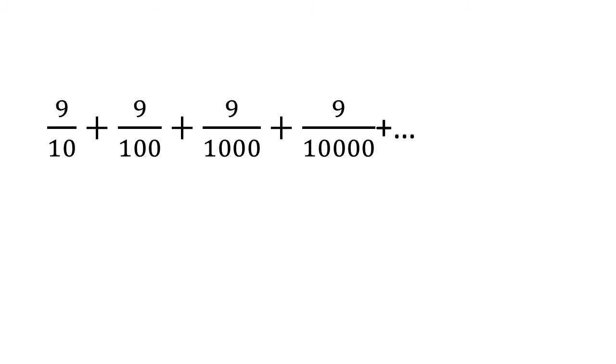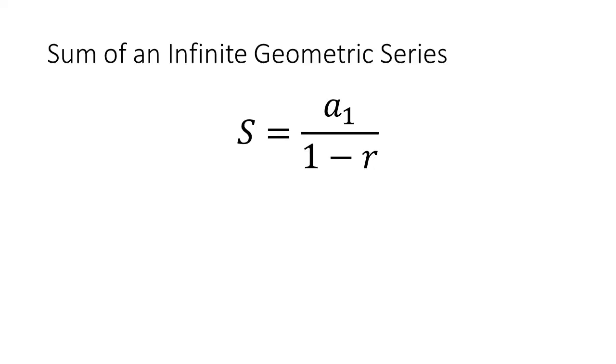And when you have an infinite series, if the absolute value of R is less than 1, we say that series converges, which means we can add up all of the terms and get a finite number. So as I take 9 over 10 plus 9 over 100 plus 9 over 1,000, etc., going all the way to infinity, I can figure out what that sum is. In fact, we have a very good formula for finding the sum of an infinite geometric series. The formula is the sum equals A1 over 1 minus R.